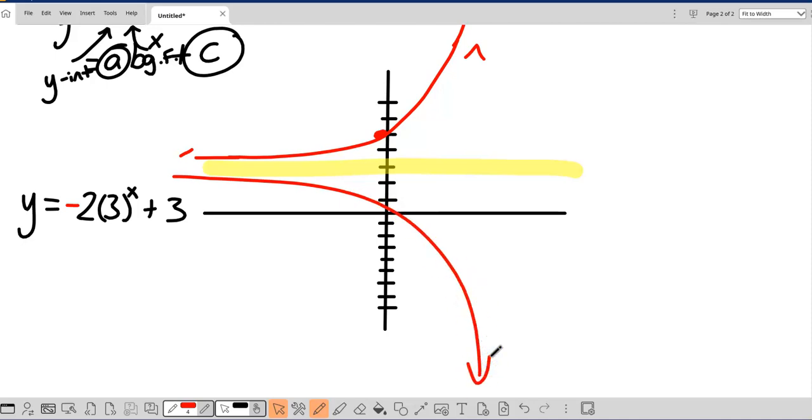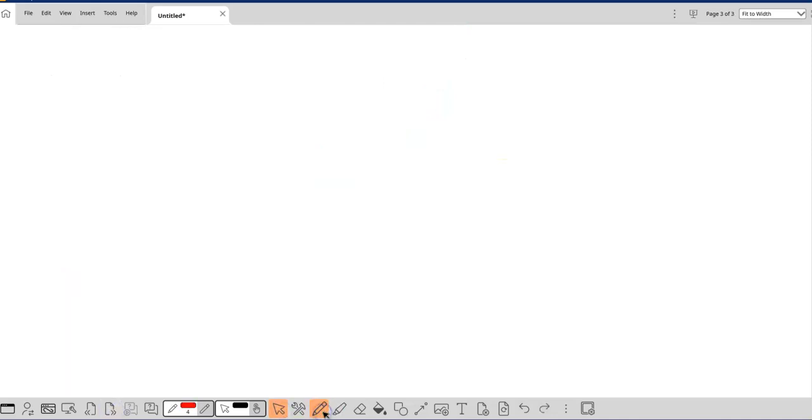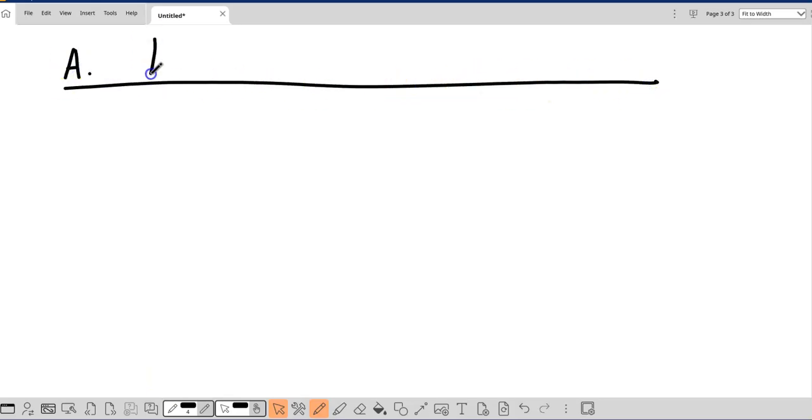Okay? So those are the 2 types of transformations we're going to look at today with these exponential functions. We're going to look at this, which either shifts your graph up or down, and we'll also take note of the fact that if that's a negative, it's going to flip the graph upside down. All right? So that being said, let's go ahead and formalize that in our notes here. So you guys can start writing this with me.